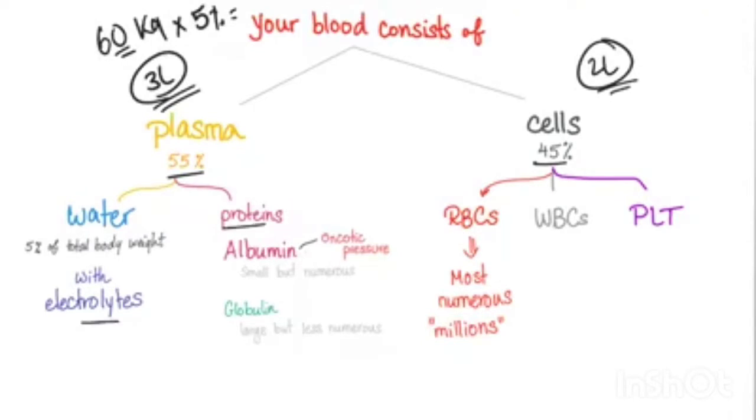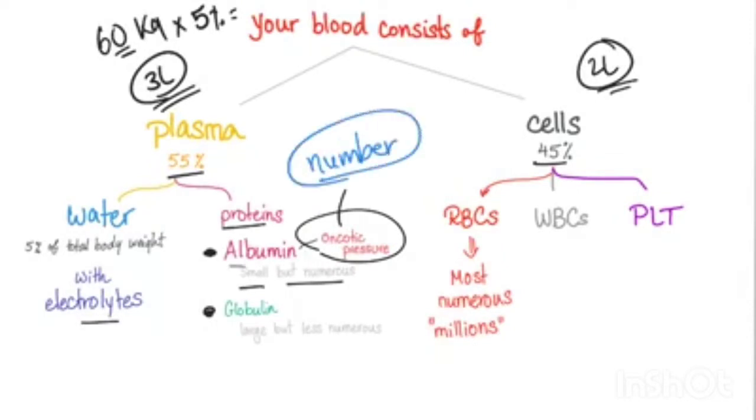Water has electrolytes, and proteins are albumin and globulin. Albumin, small but numerous, and it's responsible for the oncotic pressure, because in osmosis we care about the number of particles, not the mass or the size. We care about numbers. Albumin is most numerous. It exerts the most osmosis. Globulin is large but less numerous, and we have types of globulin. We have alpha globulin, beta globulin, gamma globulin, which are your immunoglobulins, and the beta globulins are your clotting factors.